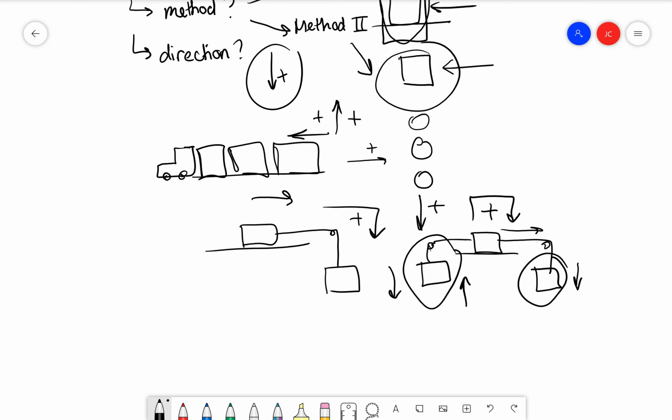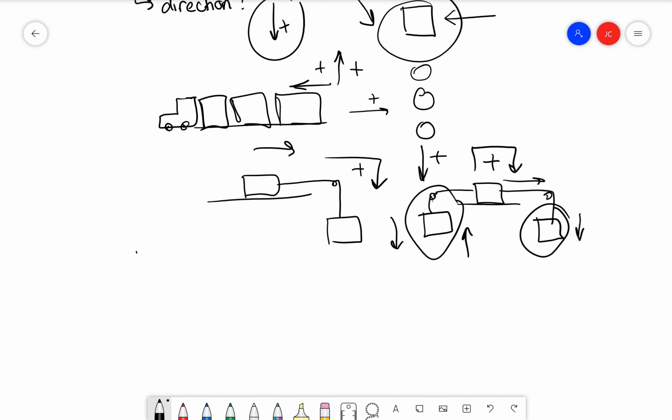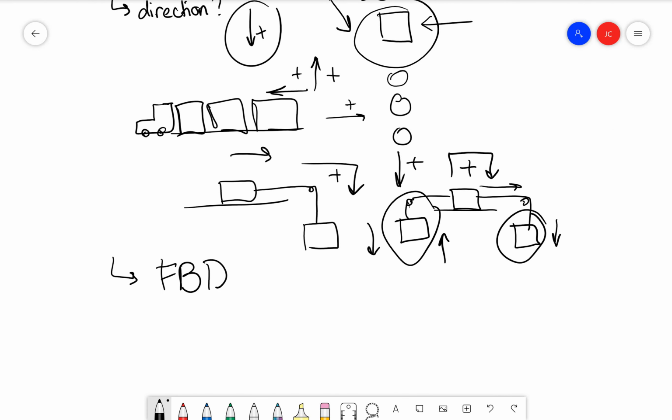Okay. After that, the next step is to draw free body diagrams. And you've just determined, when you figured out the method, which free body diagrams you're drawing. If you're dealing with method 2, well, simple.